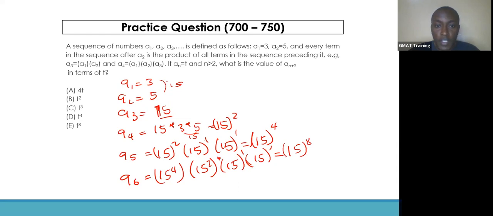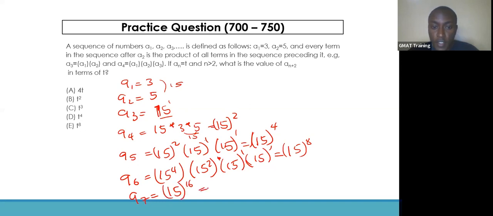As you see, this is 15 for the first 3 terms, 3, 5, 15, then 15 squared. The power of this from A3 to A4, the power is multiplied by 2. So you can have from 15 to power 1 to 15 squared, then multiplied by 2 again, that's 15 to power 4, then multiplied by 2 again, that's 15 to power 8. And if you're to find A7, we need it as 15 to power 16.